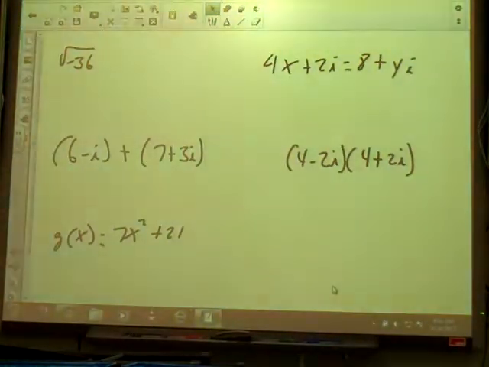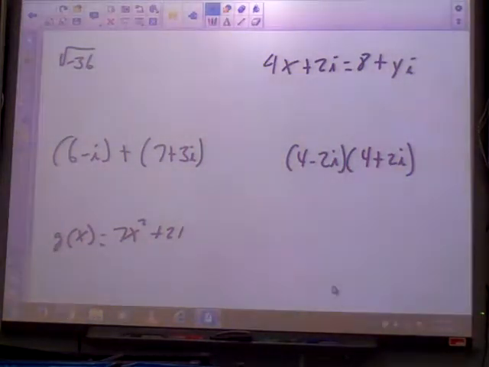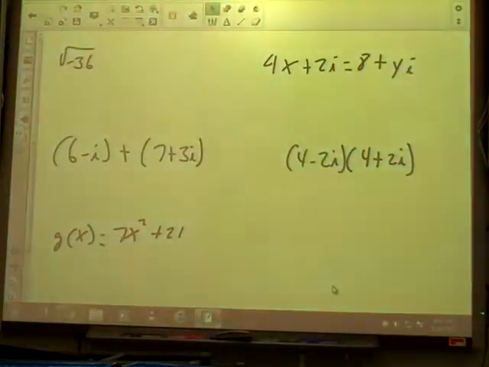If you go back down, it was 16 plus 8i minus 8i. Those cancel. And then it was minus 4i squared. If it's minus 4i squared, that's a negative times a negative 1, so it'll be plus 4. So 16 plus 4 will be 20.